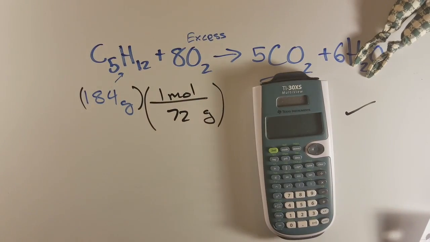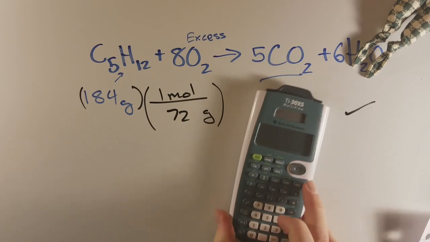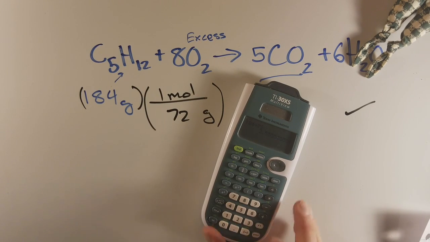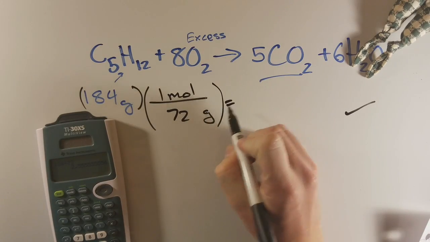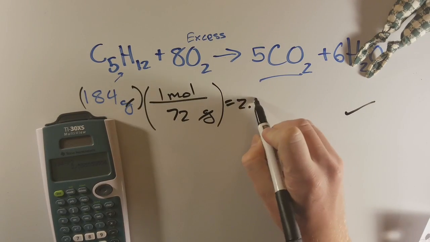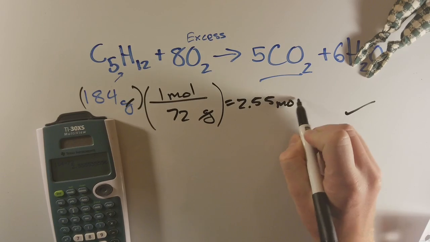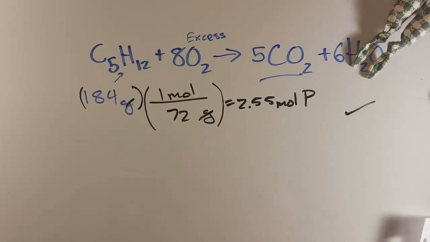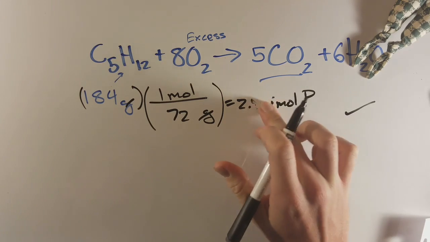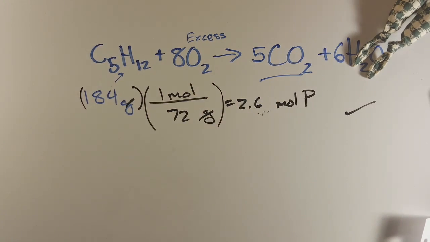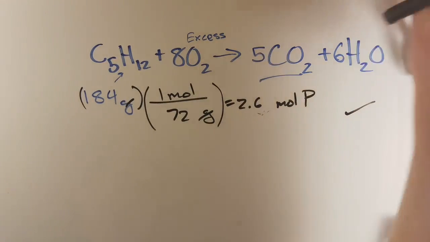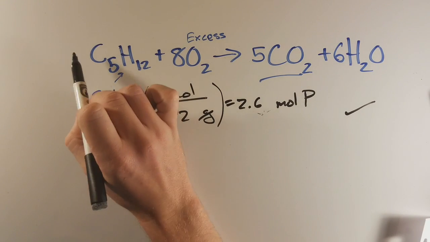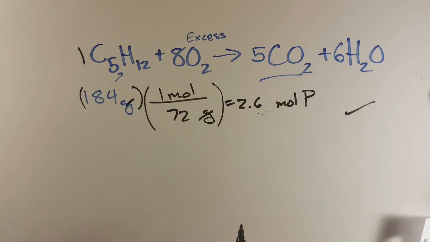I had to go find a calculator. So to do this, 184 divided by 72. We have 2.55 moles of pentane. So we're working with just about 2.5 moles of pentane, or let's just do proper rounding, 2.6 moles of pentane. And we want to know how much carbon dioxide we have. So we don't have any coefficient here, but we could imagine a 1 being there.